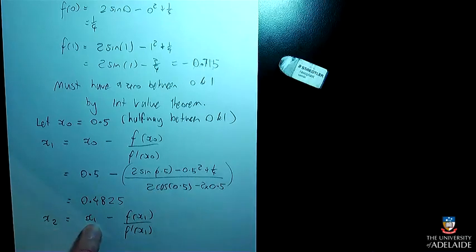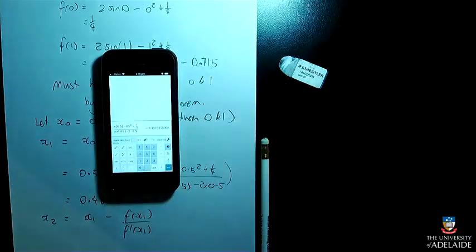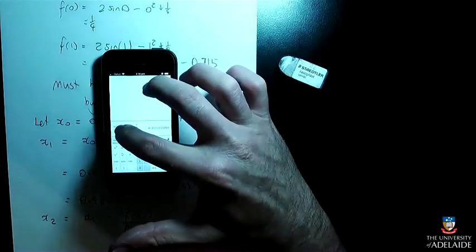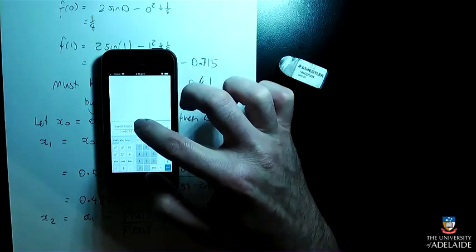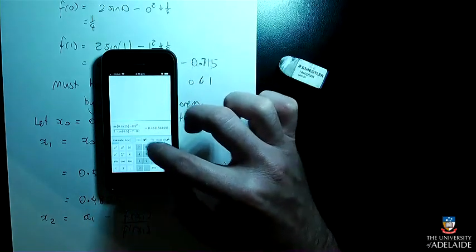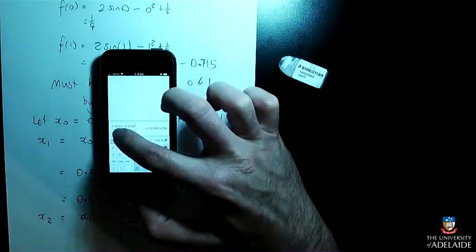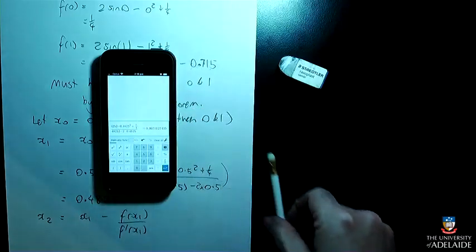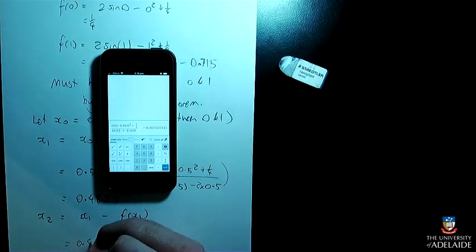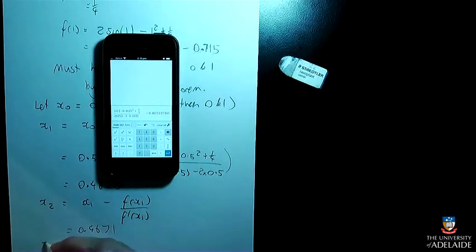So x2 will be x1 minus f of x1 over f dash of x1. So I should be able to go back and just put my answer that I had into this spot. And so I get 0.4671. It's still getting smaller, unfortunately, so I'm just going to have to keep going.